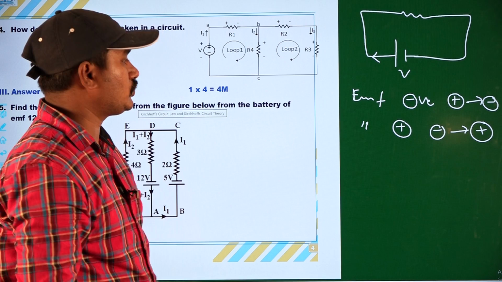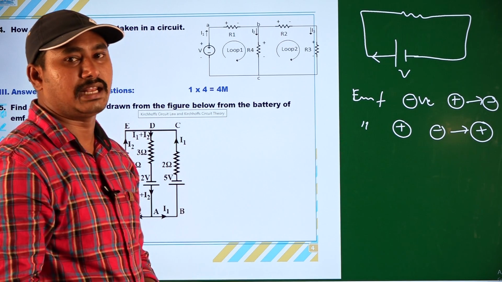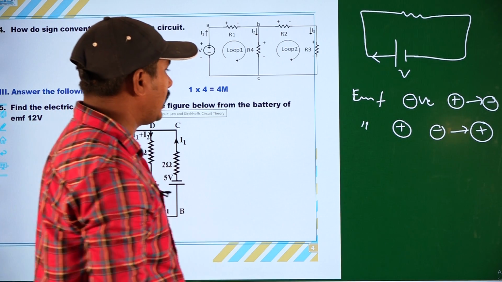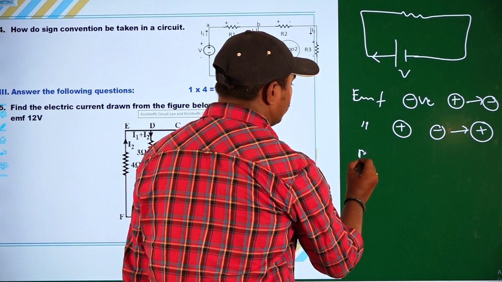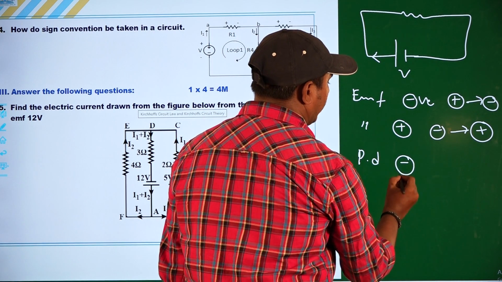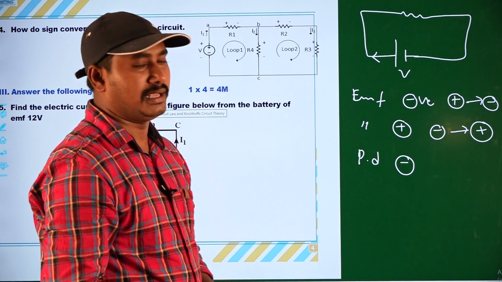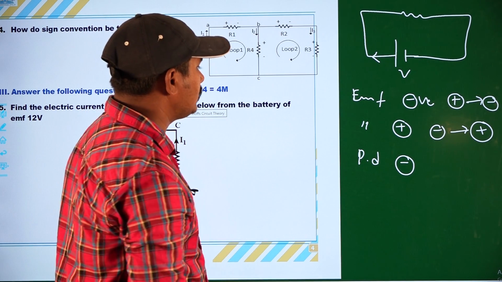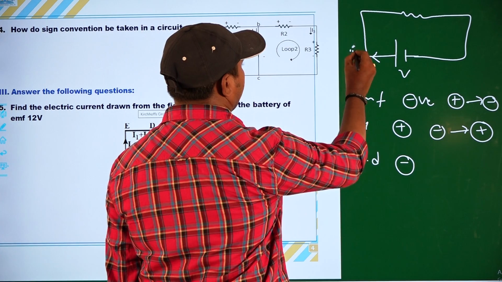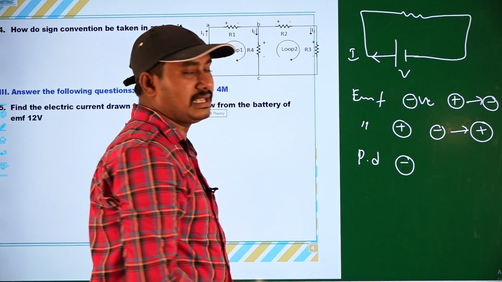Also, the direction of current is based on the sign of the potential difference. That's why the potential difference is taken as negative when you take the values in the direction of the current. In that case, the potential difference is negative.